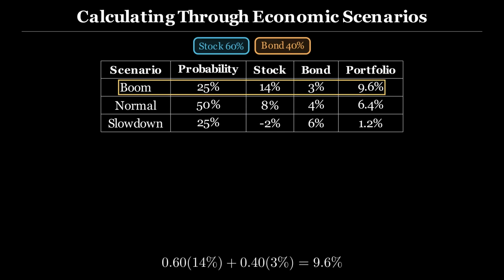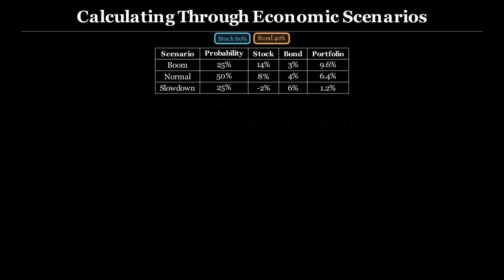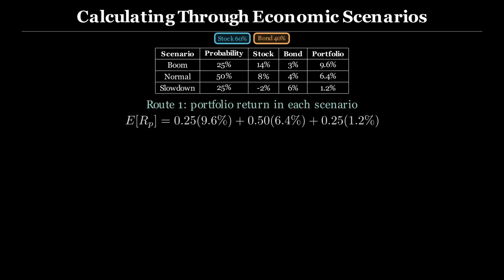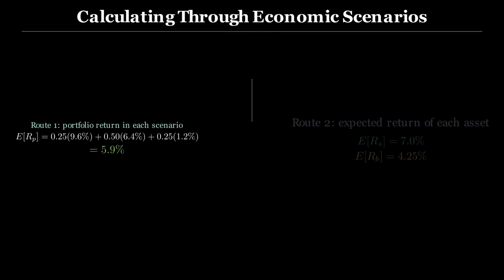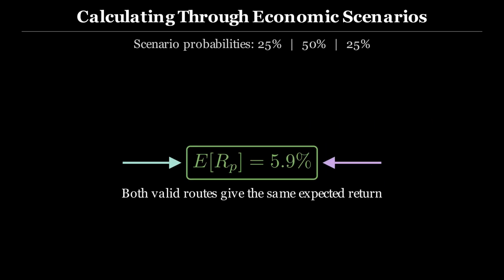First, calculate the 60-40 portfolio return inside each scenario. The portfolio returns are 9.6% during a boom, 6.4% under normal conditions, and 1.2% during a slowdown. Next, multiply each portfolio return by its scenario probability and add the results. This gives an expected portfolio return of 5.9%. We could also calculate each asset's expected return first and then apply the portfolio weights. Both valid methods produce the same 5.9% answer.